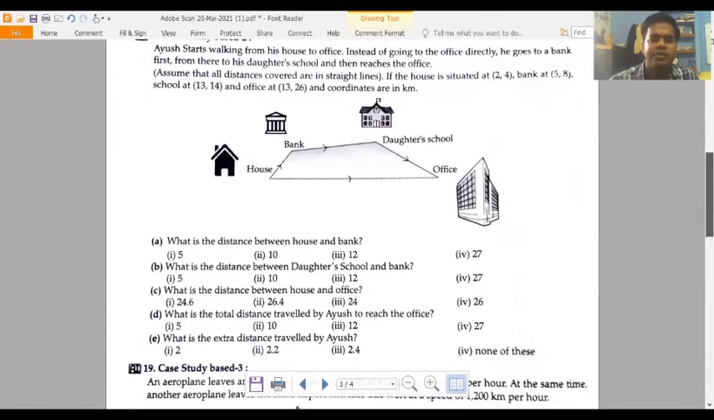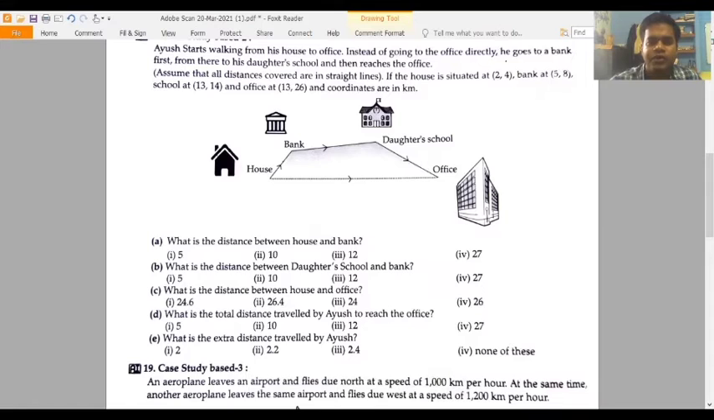Next, another case study based question. Ayush starts walking from his house to office. Instead of going to the office directly, he goes to the bank first, from there to his daughter's school, and then reaches the office. Assume this is in a straight line. The house is situated at point 2,4, the bank at 5,8, the school at 13,14, and the office at 13,26. Coordinates are in kilometers.